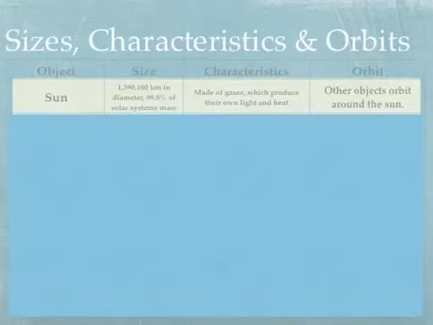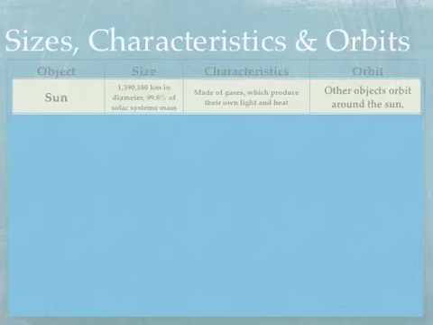All right, so we're going to get into some objects, and we're going to talk about their sizes, their characteristics, and their orbits. So not only do you need to be able to just list the objects or components of our solar system, but you need to talk about them a little bit too. So we'll start with the sun.